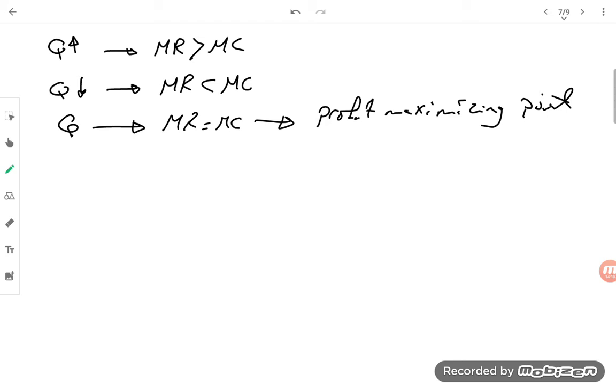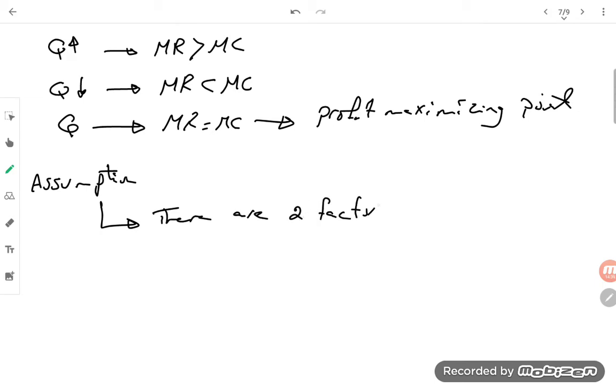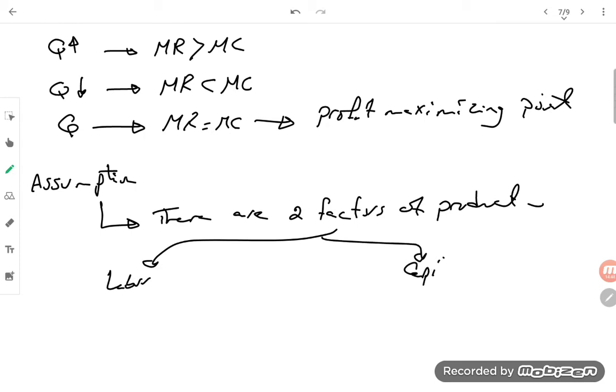A firm can expand or contract output only by altering its use of input. And we are going to assume that production depends only on two main factors of production, which are labor and capital.